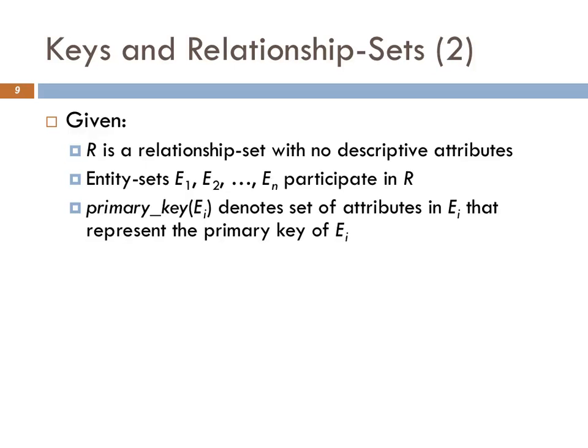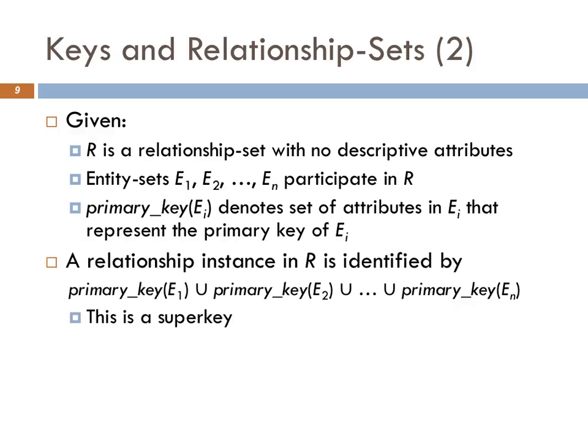Okay? And we have this special function that we can use, primary key. We give it an entity set, and it'll return the set of attributes that are the primary key for that entity set. So we apply primary key customer, we get back cust ID. Primary key loan, we get back loan ID. Okay? So we can identify a relationship instance in the relationship set as the union of the primary keys of all the participating entity sets. That's easy enough. Okay? So you can see that if we're going to translate this down into an implementation schema, all of these attributes have to be present. Okay?